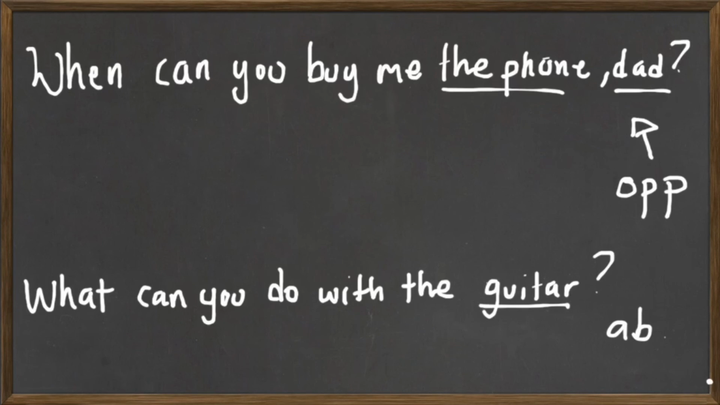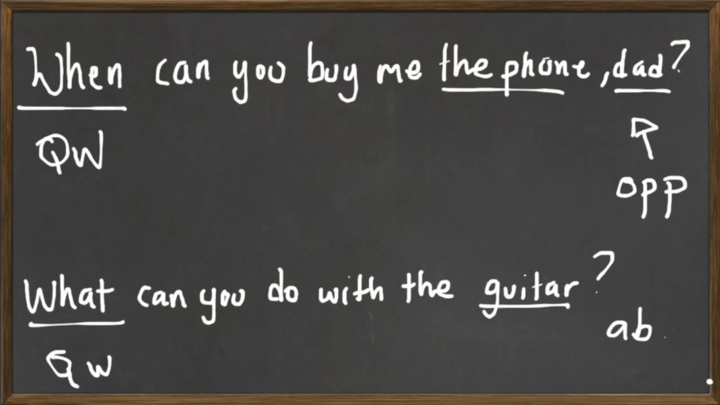Let's check the elements. We have a question word. Yes, we do. Do we have the auxiliary? Of course, we also have it. It's there. Can. The subject is there too. You, in both cases. And the verb in the simple form, which are buy and do. And the rest of it.